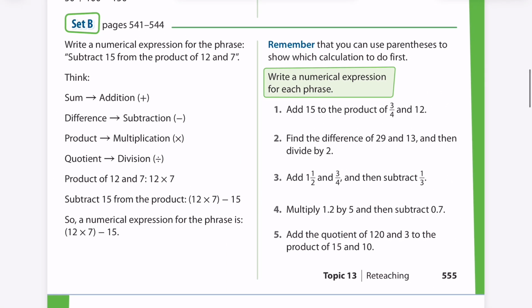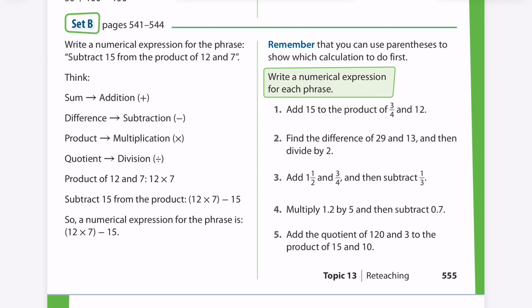Step B is where they give us a phrase, and then we have to figure out how to write it down to be able to solve it. But we are not going to solve it right now. We are just writing the numerical expression.